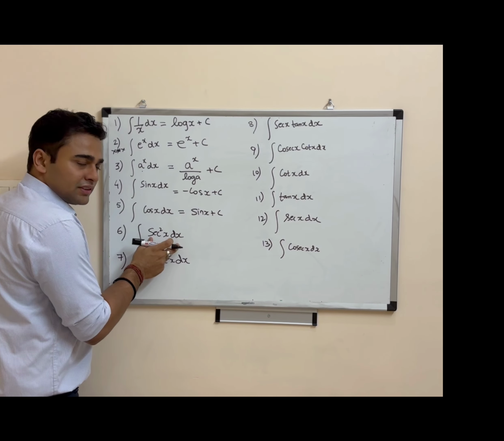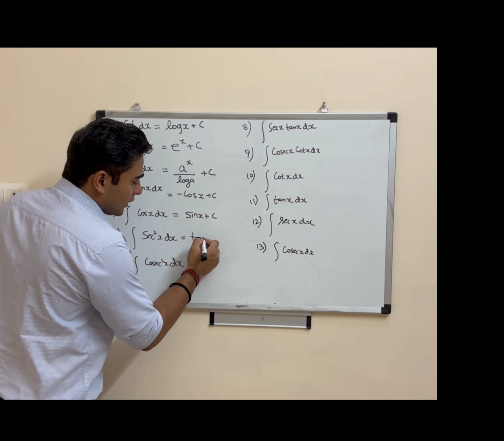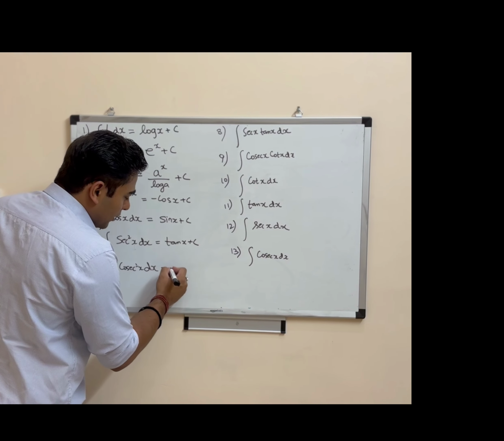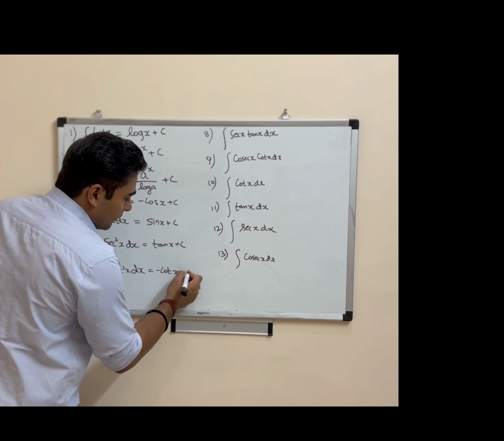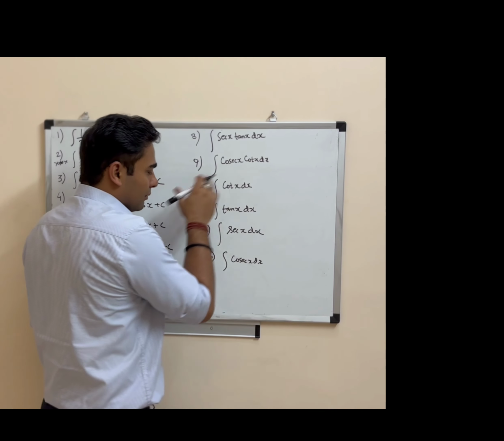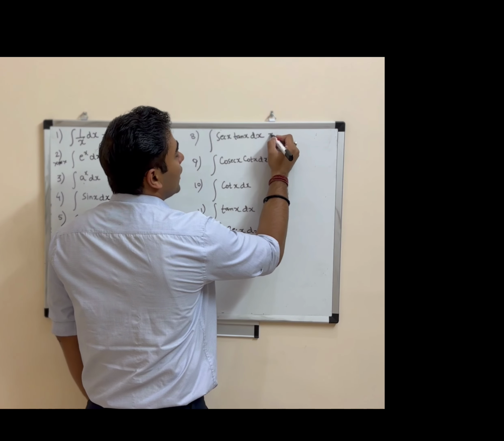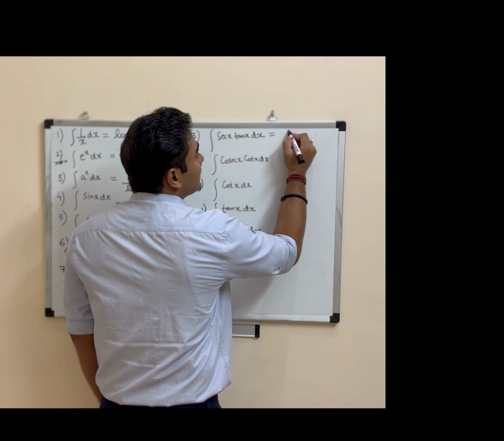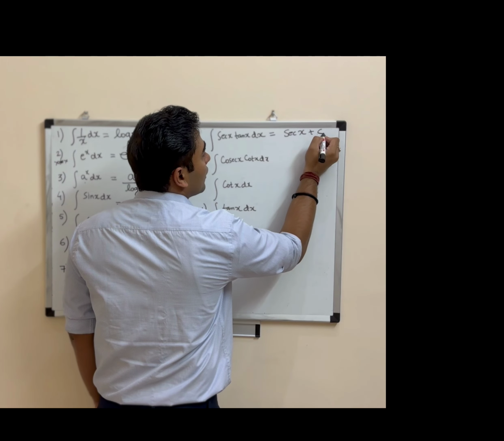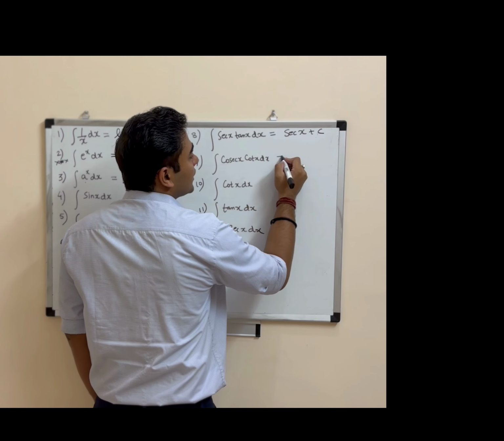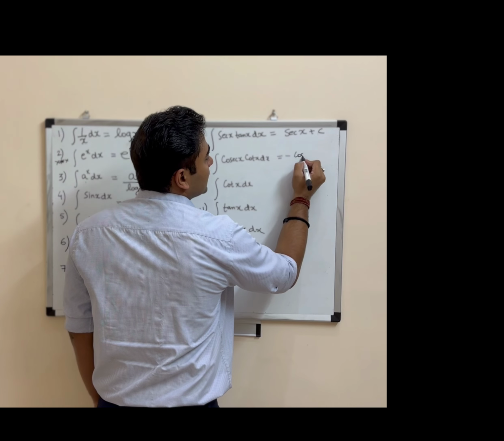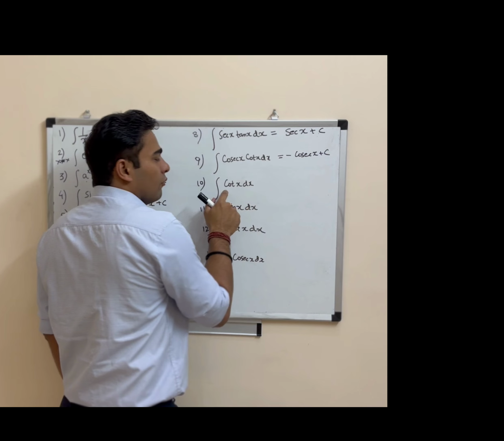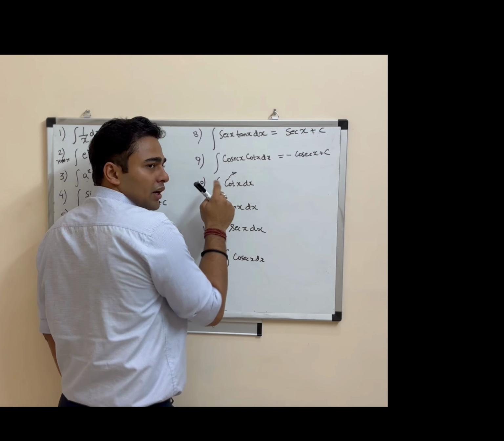So this is the integral of sec square x, which is nothing but tan x plus c, and here is the integral of cosec square x, which is nothing but minus cot x plus c. Now here we have some very important properties we will have to understand. The integral of sec x tan x is nothing but sec x plus c. The integral of cosec x cot x is nothing but minus cosec x plus c. So try to remember it that way, it will really help you.